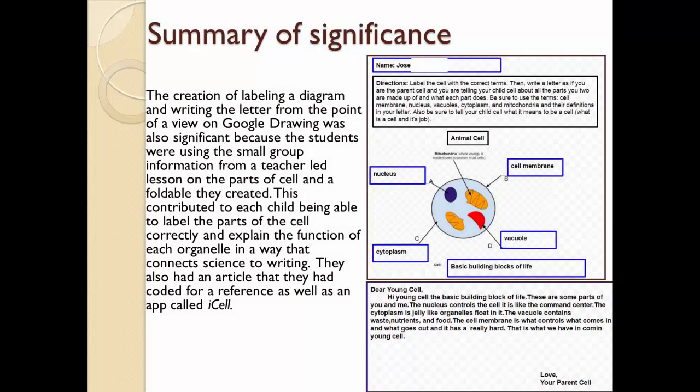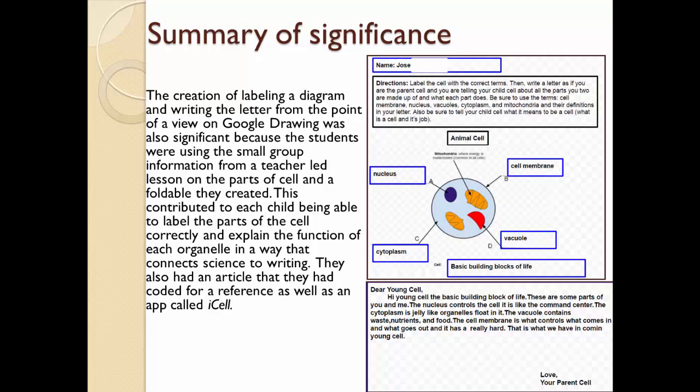It was also significant that we connected our writing standards to our science standards. Allowing the students to write as if they were a parent cell and teaching their young cell about its parts and the functions of the organelles was really important for creativity.